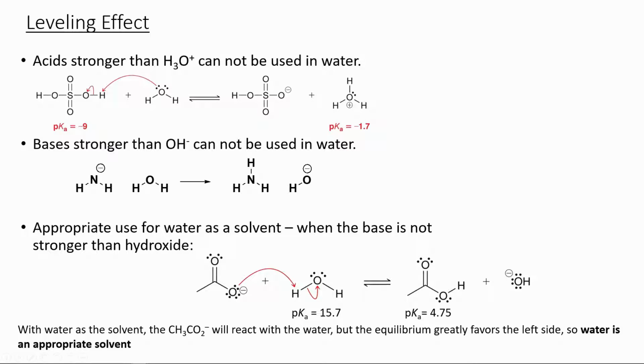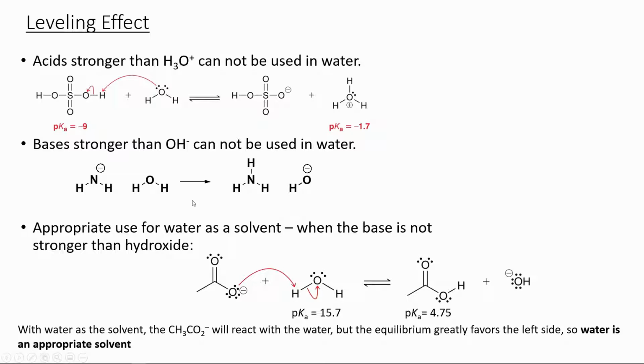There are a few other factors that we want to take into account, the first of which is leveling effects. Acids that are stronger than the hydronium ion cannot be used in water. If we have sulfuric acid, its pKa is -9, one of the lowest pKa's. But if we dissolve sulfuric acid in water, the pKa is only going to be -1.7, because all the sulfuric acid is going to be converted to the hydronium ion.